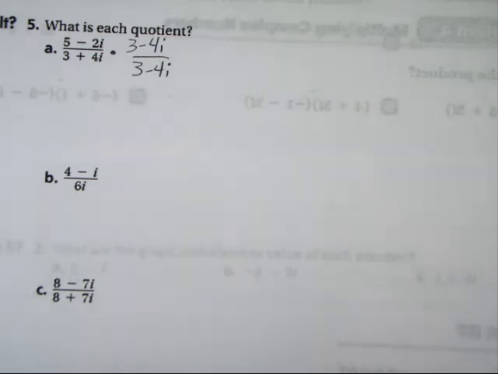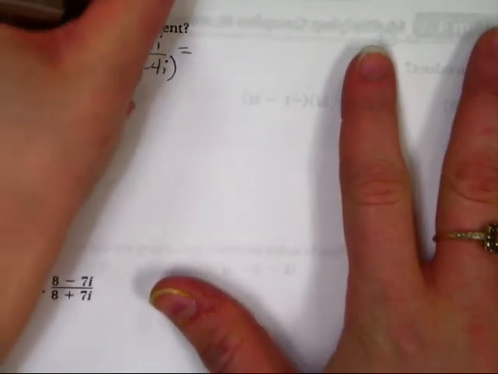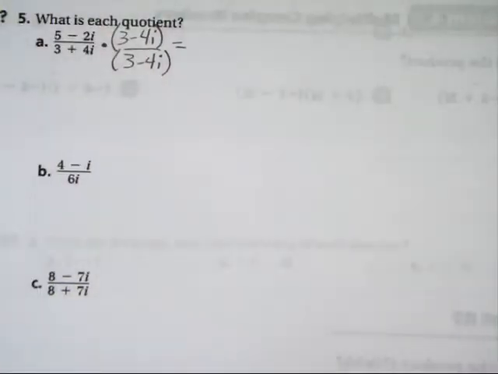C-O-N-J-U-G-A-T-E. Conjugate. The conjugate! That is correct. Very good. I am terrible. You're not terrible. Nobody can see you, so they don't know who you are. It's okay. And you did set it right anyway.